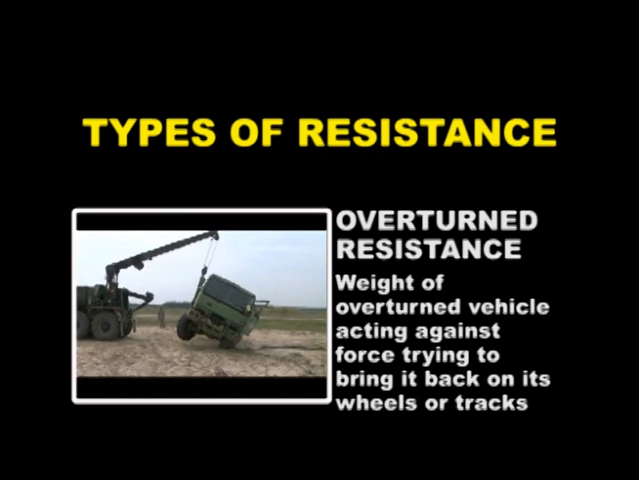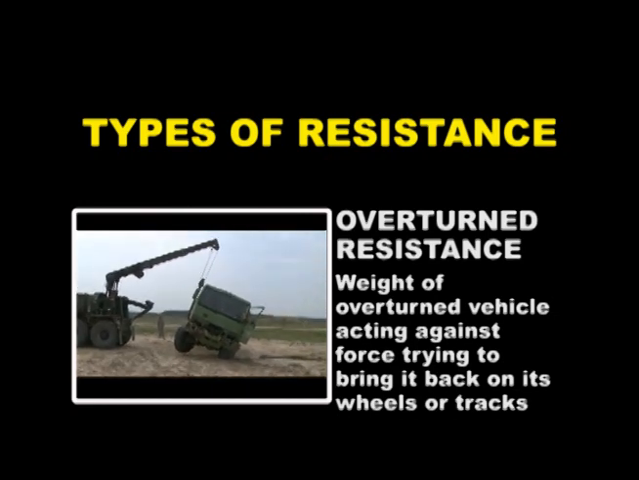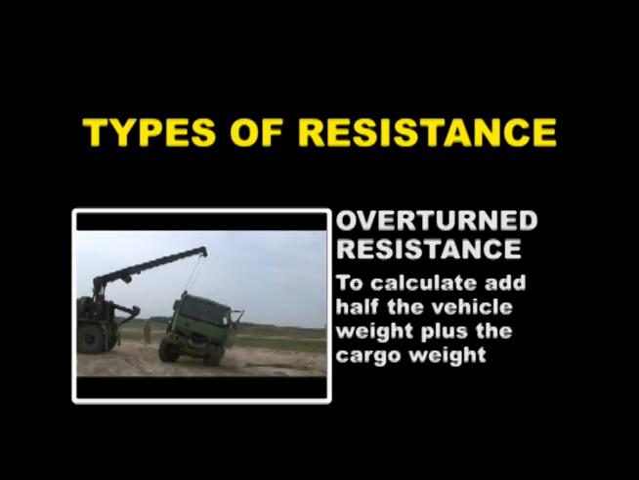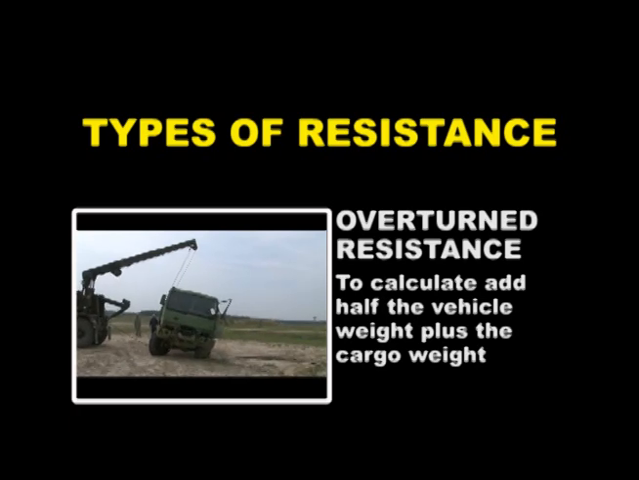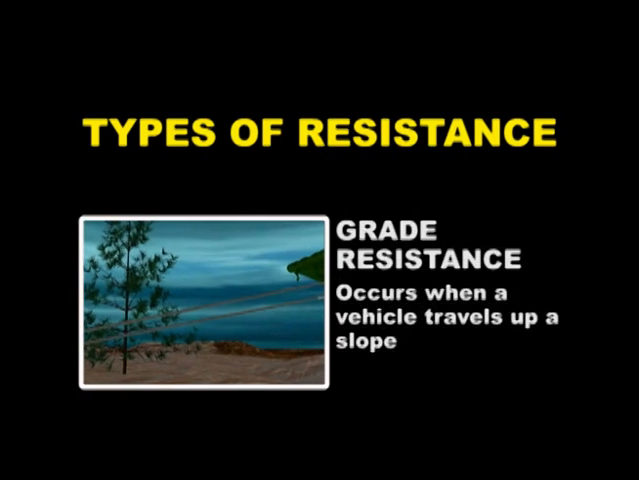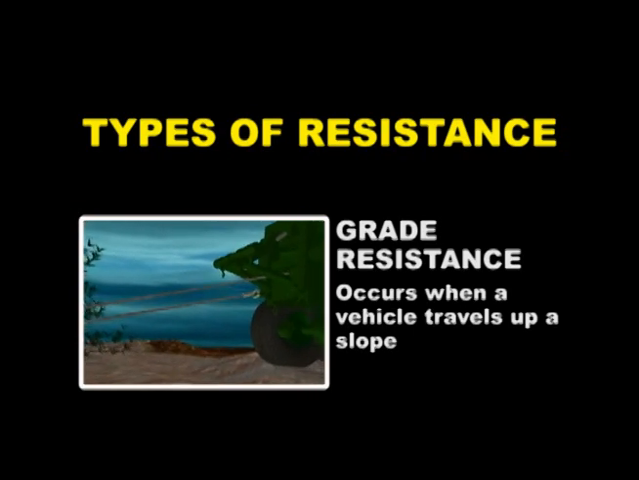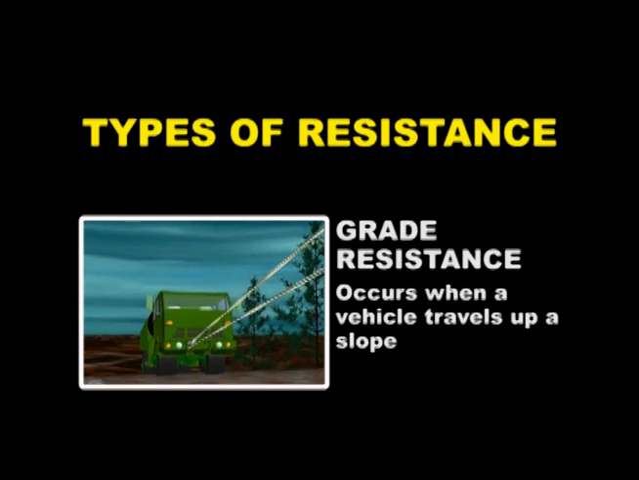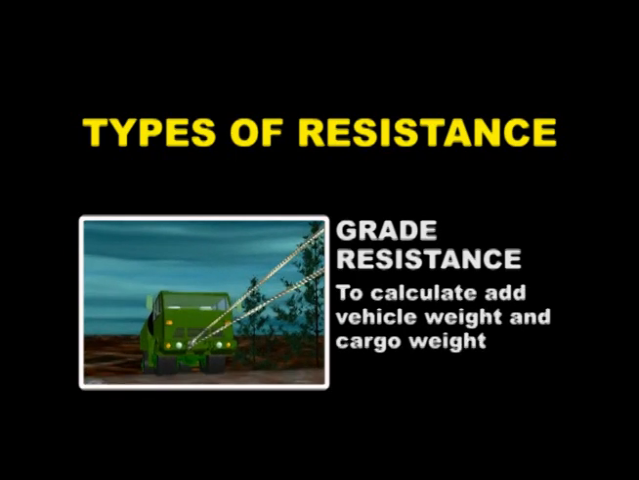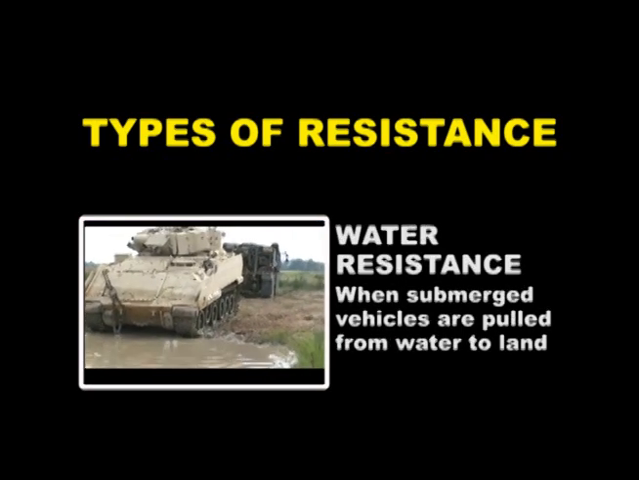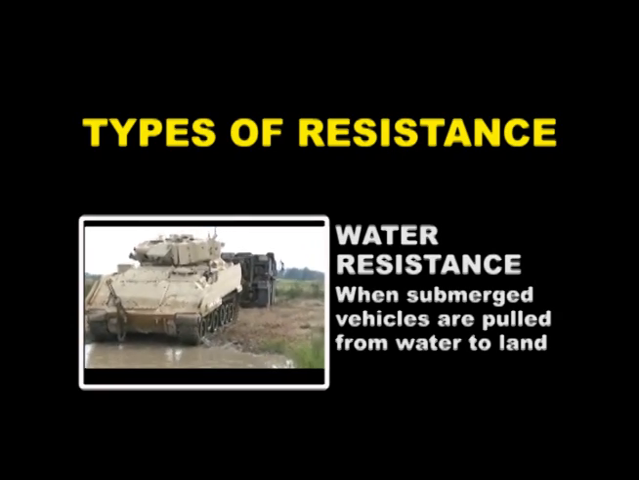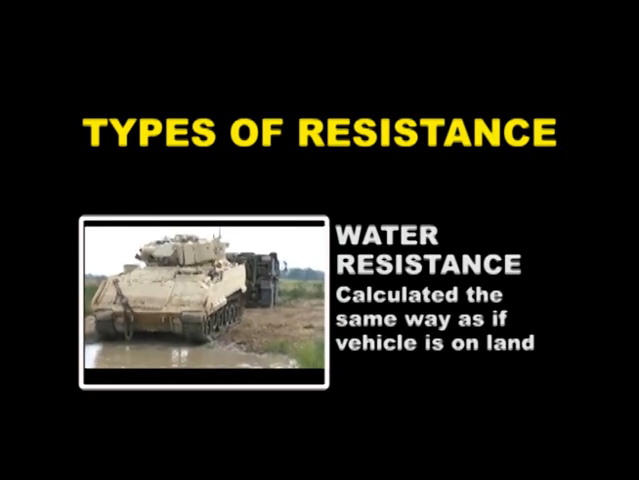Overturned resistance is the weight of the vehicle that acts against the force exerted to bring it back on its wheels or tracks. To calculate overturned resistance, you add half the weight of the vehicle plus the cargo weight. Grade resistance occurs when a vehicle travels up a slope. Grade resistance is vehicle weight plus cargo weight. Water resistance occurs when submerged vehicles are pulled from water to land. Water resistance is calculated the same as if the vehicle is on land.